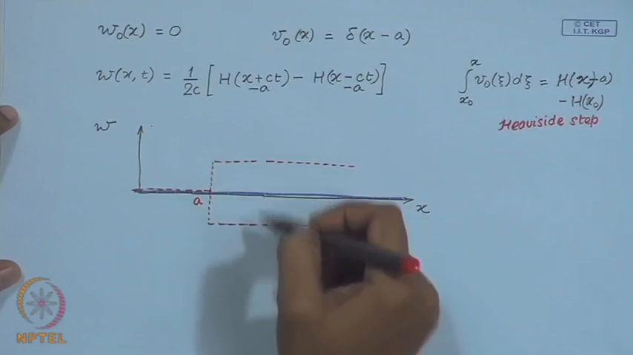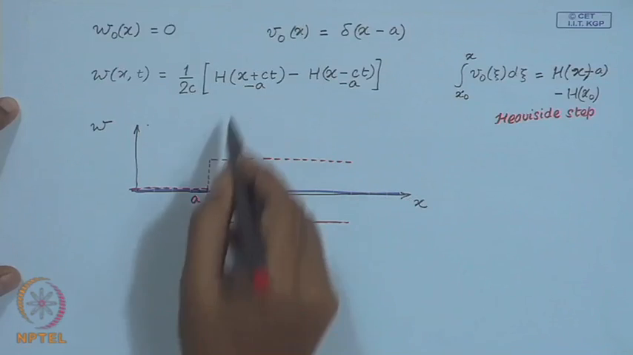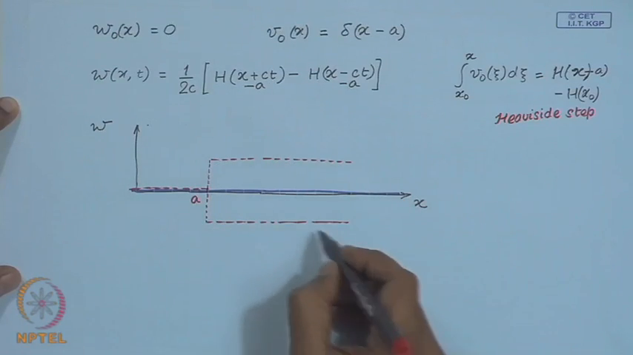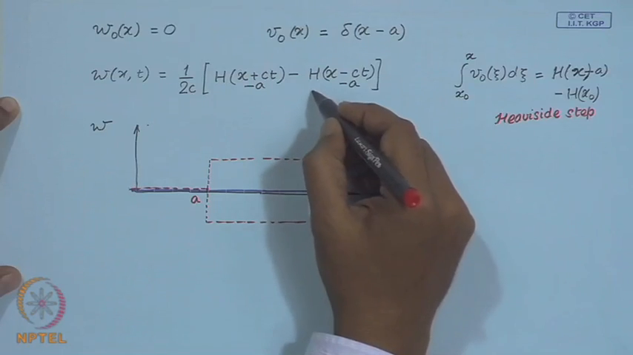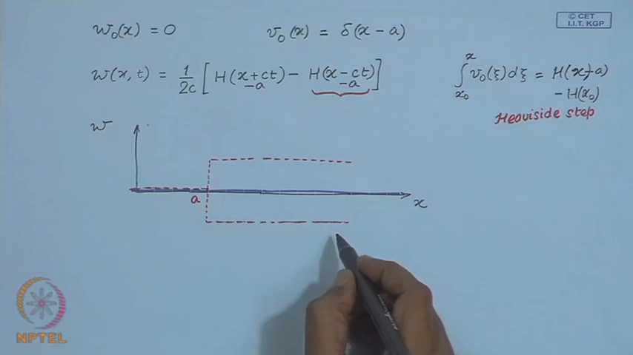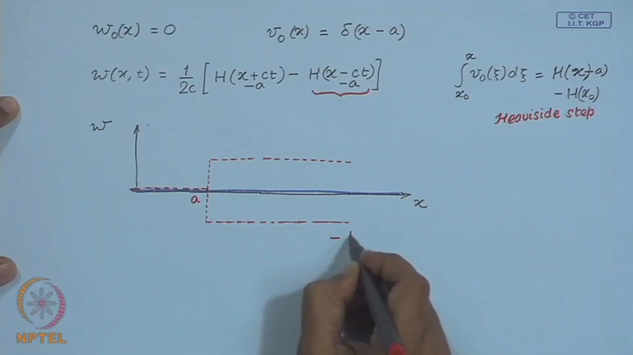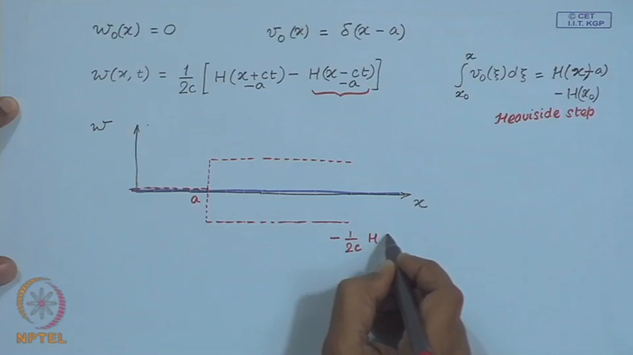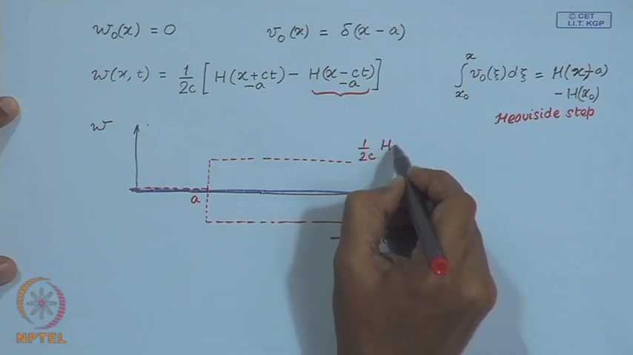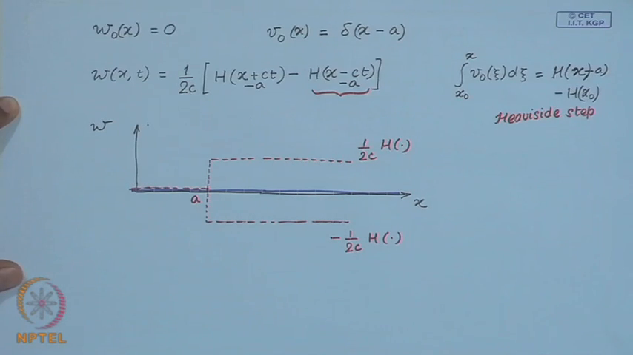So, it is the sum of two Heaviside step functions, one is this one, the other is minus. So, the lower one is this solution, and so this is, and this is 1 over. So, the summation of these two is 0.